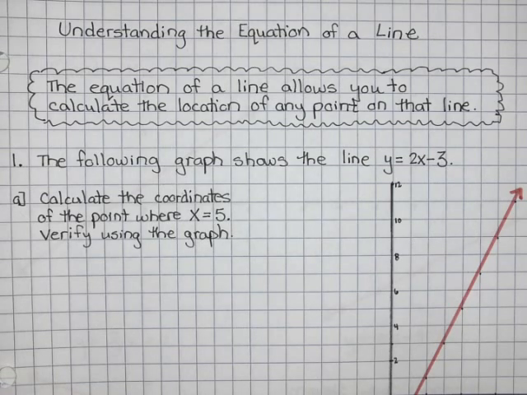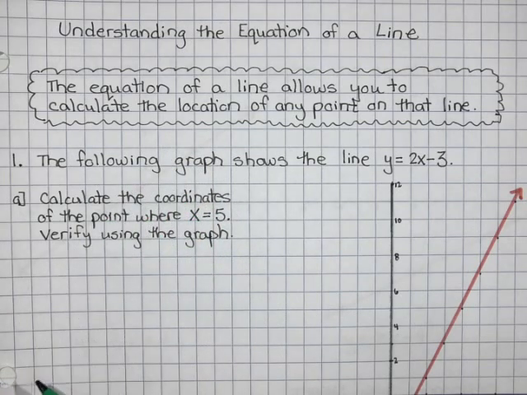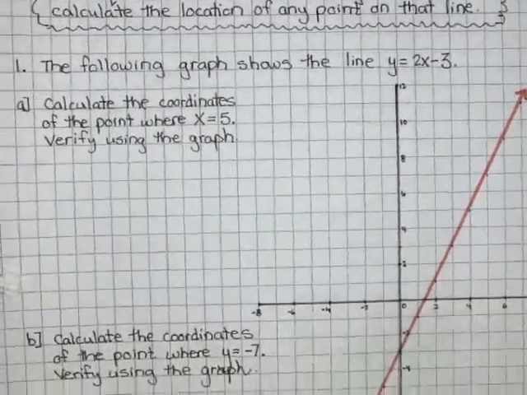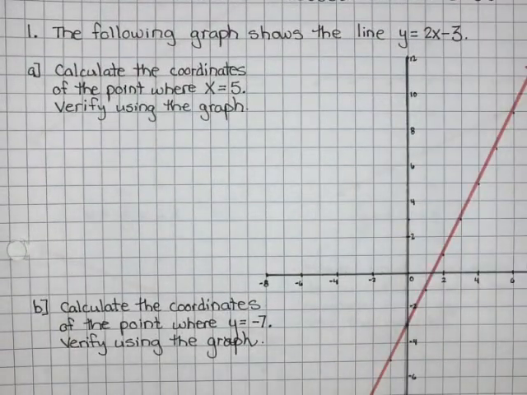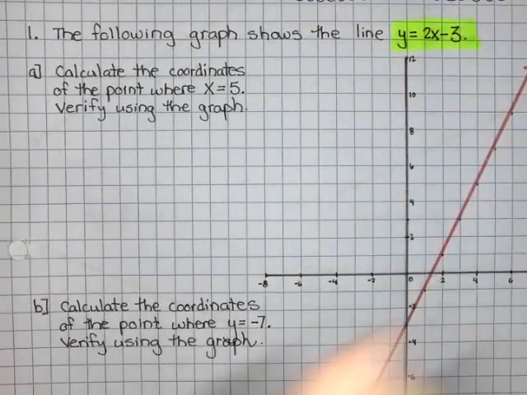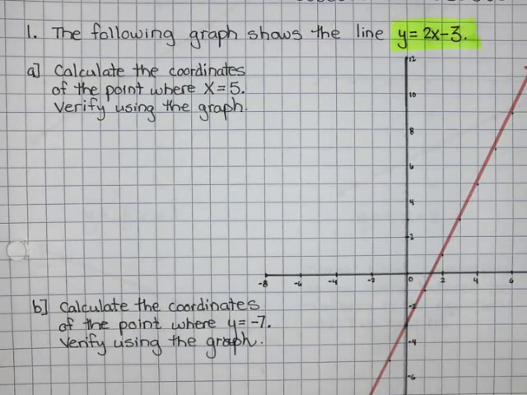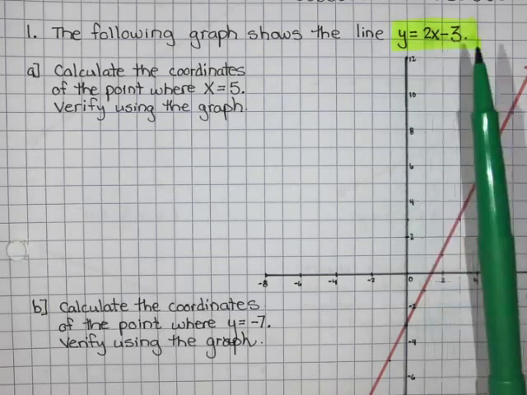on that line. So it really is kind of a roadmap for how you can find all of the different points on a line. A point has the coordinates x and y, which is why an equation of a line has to have an x and a y. We're going to take a look at an example here. It says the following graph shows the line y equals 2x minus 3. Because it's going to allow me to calculate the location of any point on that line, it has an x and a y, because a point has an x coordinate and a y coordinate.